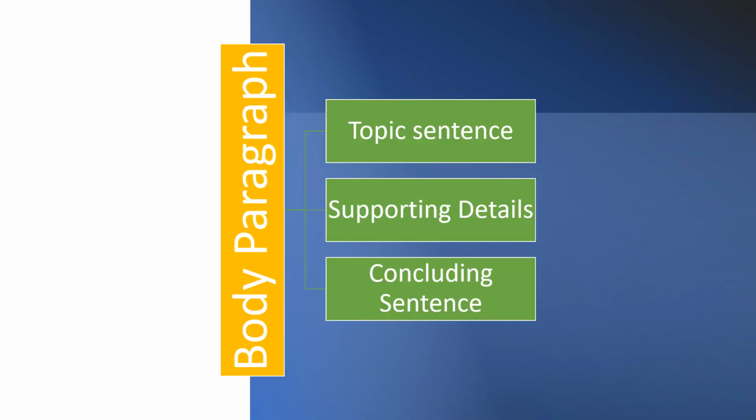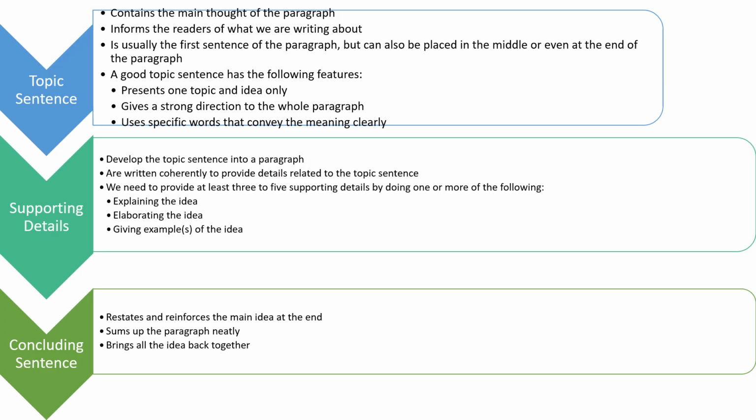In a body paragraph, you are required to have these 3 items. First is the topic sentence, second is the supporting details, and the last one is the concluding sentence. If you notice, these are the 3 things that you have done in the previous lesson. We will look into the details of the topic sentence, supporting details, and concluding sentence. So we are going to start with the topic sentence.